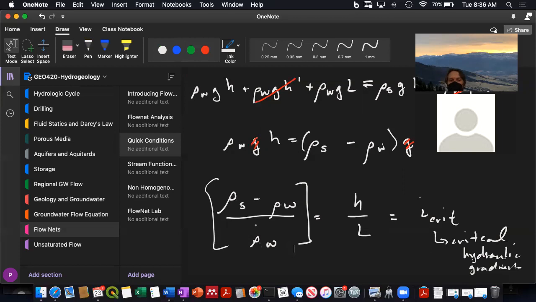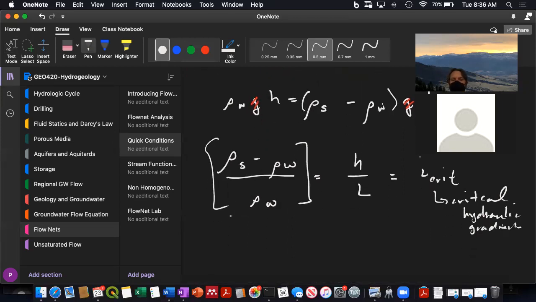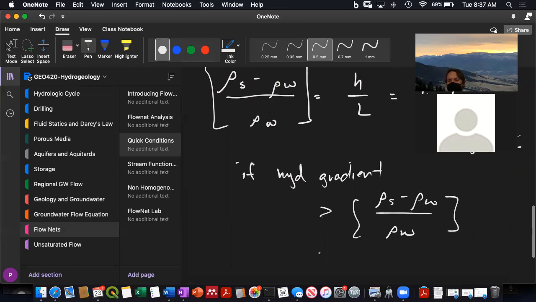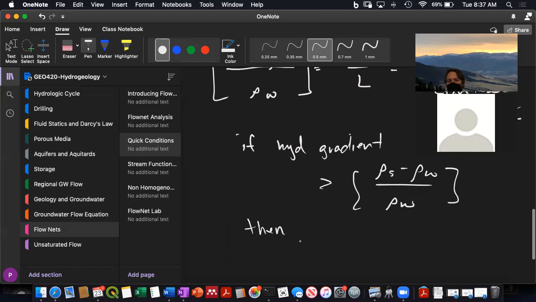What's that? If my hydraulic gradient is equal to this value, whatever you get for rho S minus rho W over rho W, then I have enough upward force to float it. If it's less than that, I do not. If it's equal to or greater, I have enough. So if hydraulic gradient, which you get from your flow net, is greater than rho S minus rho W over rho W, then I have quick conditions.